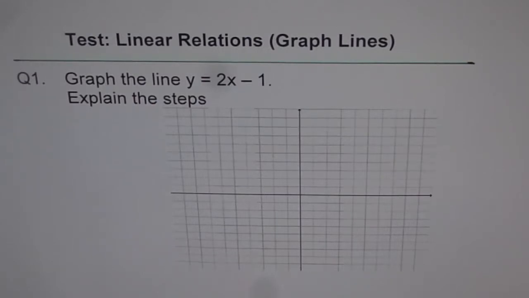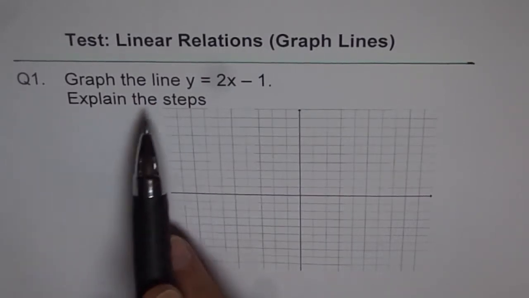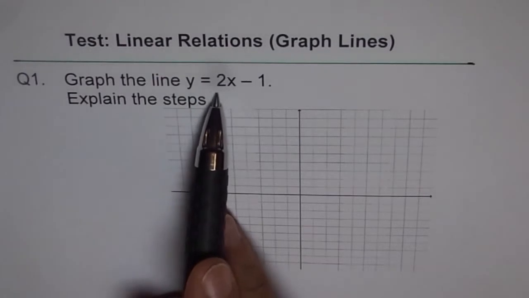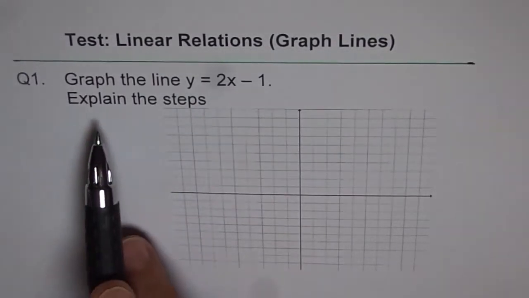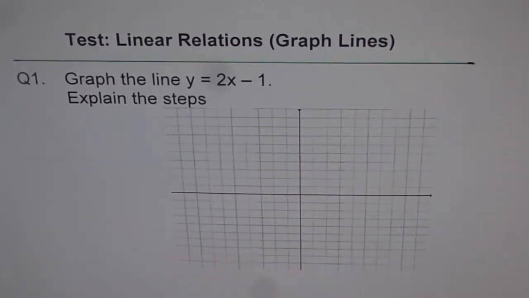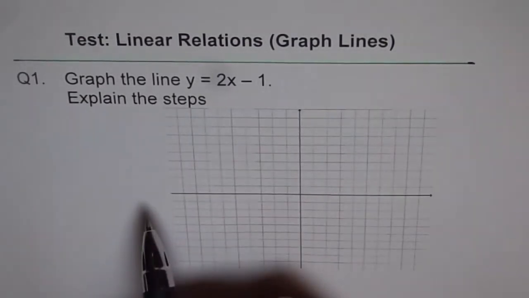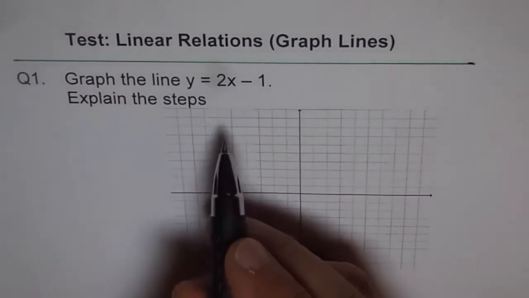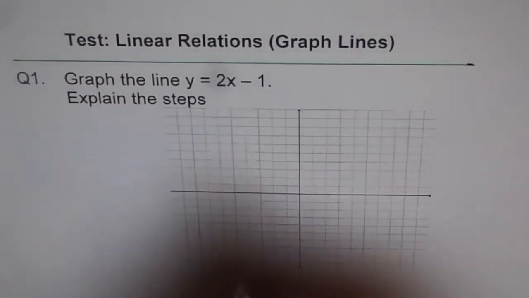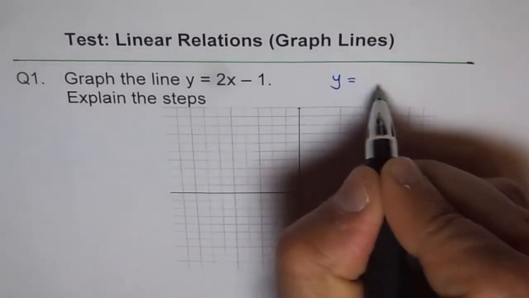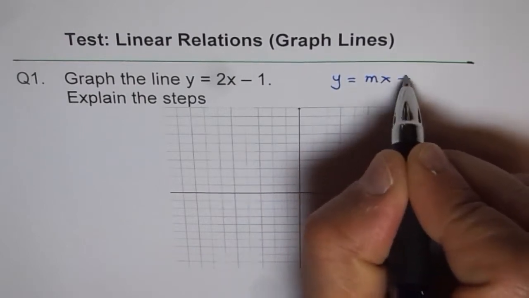So this is question number 1. It says graph the line y equals 2x minus 1. Explain the steps. So let's try to understand how to graph a line when we are given an equation like this. As you can see from the equation, it is in the form of slope and intercept form, correct? So we say this is like y equals mx plus b, right?